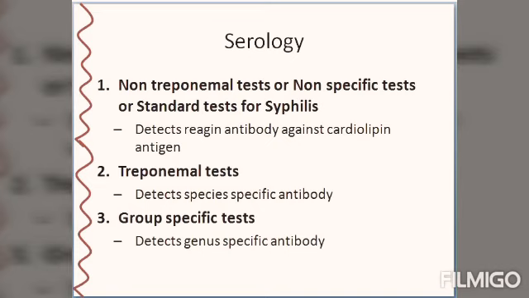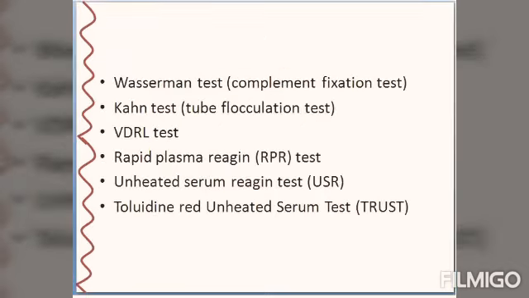The second one is a treponemal test. Here it detects species-specific antibody. The third one is a group-specific test which detects genus-specific antibody. The non-treponemal tests are Wassermann complement fixation test, Kahn tube flocculation test, VDRL test, rapid plasma reagin test, unheated serum reagin test, and toluidine red unheated serum test.